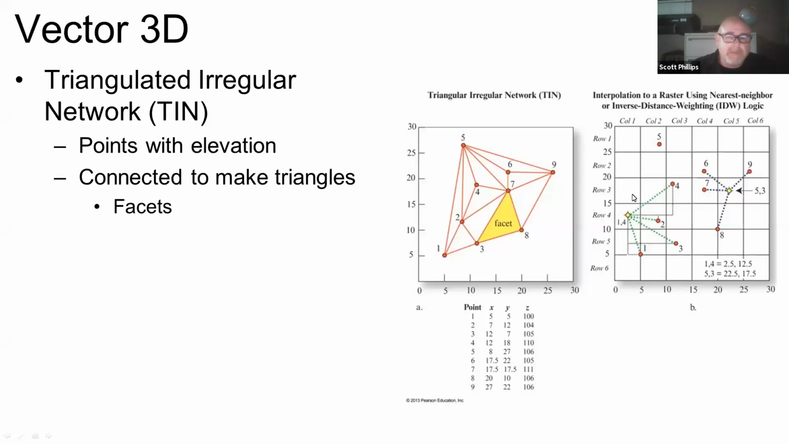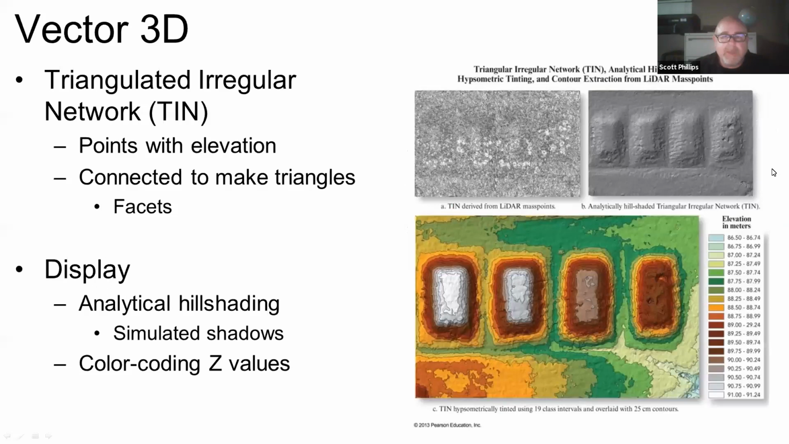But if we don't have a complete set of values, let's say we want to find out what the value is in between some of these points, then we would have to interpolate that information. This is just showing some ways that we can display 3D information. And in the book, when it goes through different methods, it uses the same area to show you different examples. But this is a TIN, a triangulated irregular network. It looks kind of scrambly. It doesn't really look like much. It's created from LiDAR points.